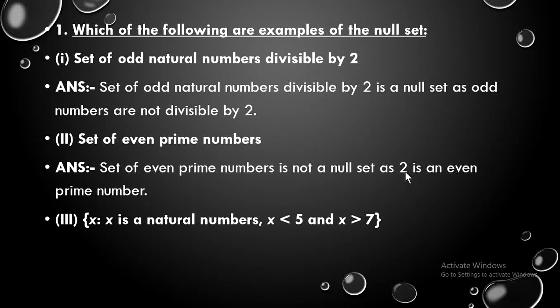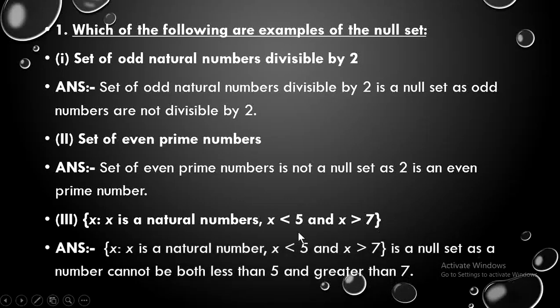It contains one element. Next one says x is such that x is a natural number and they have given you two conditions. First one says x should be less than 5 and second one says x should be greater than 7. Now this is a null set because when they say x is less than 5, it means x will either be 1, 2, 3 and 4, and when they say x is greater than 7, it means it should be 8, 9, 10 and so on. So it is not possible to satisfy both the conditions at the same time, therefore it is a null set.